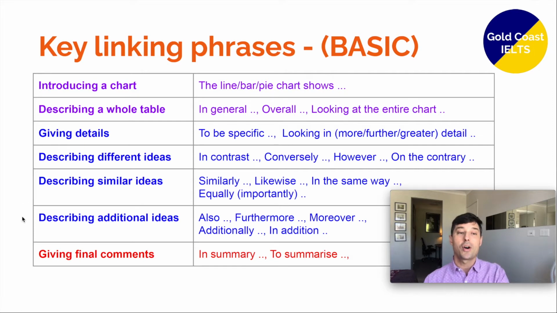And we need to describe additional ideas. We could say also, furthermore, moreover, additionally, and in addition. So those blue ones are all for the second paragraph. Finally, in the summary, we can say in summary or to summarize. Don't use in conclusion or to conclude because that is for the Task 2. Okay, let's move on and take a look at some advanced linking phrases now.